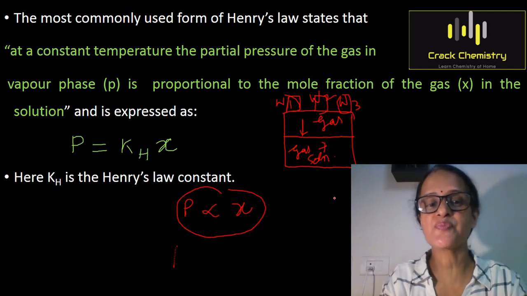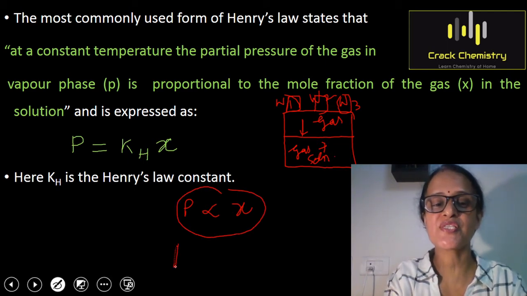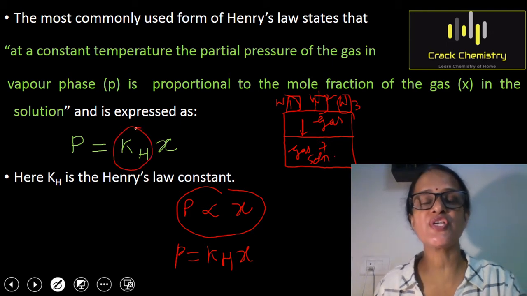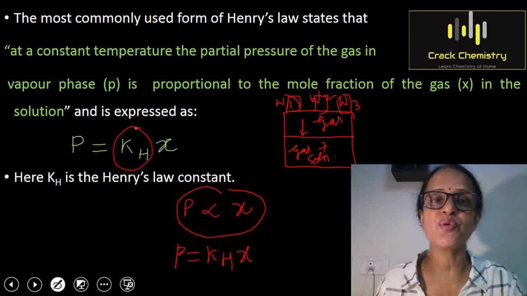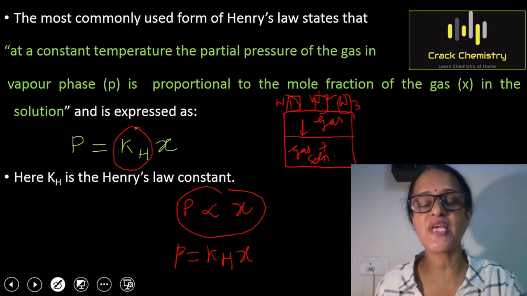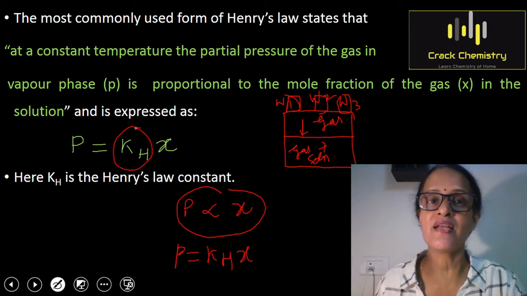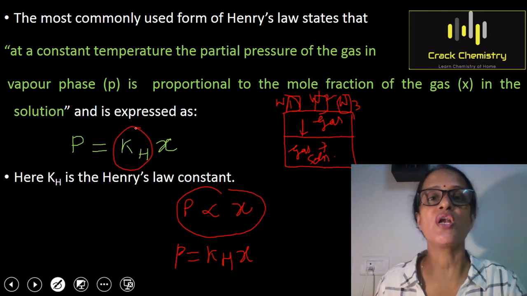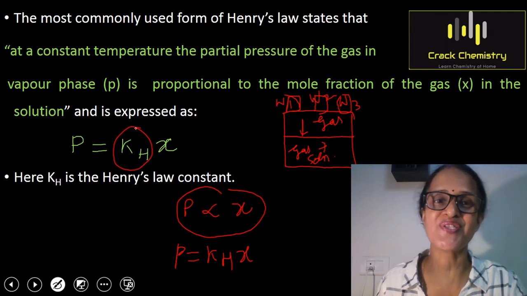So Henry's law can be expressed as P is directly proportional to X, or we can write P is equal to KH into X. So what is KH here? KH represents the Henry's law constant. One more point I would like to mention here is that Henry's law constant KH and mole fraction X are inversely proportional. So if the value of KH is higher, then the mole fraction of gas in the solution will be lower. I mean to say that the higher the value of KH, the lower will be the solubility of a gas in a liquid at that given temperature.